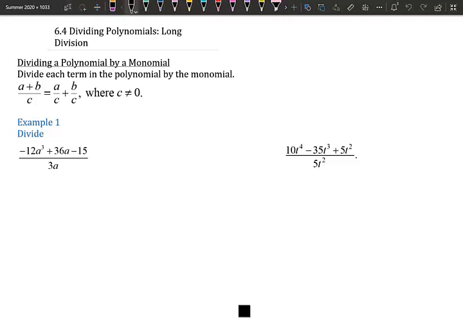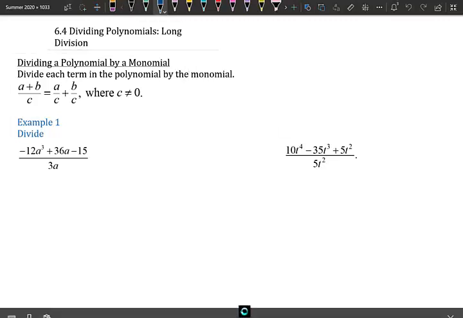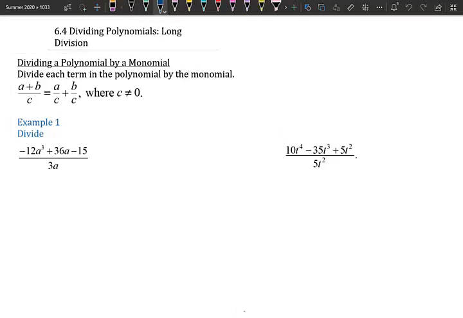Anyways, dividing a polynomial by a monomial. So divide each term in the polynomial by the monomial. So if we have a polynomial on top and a monomial on bottom, we just separate it, and c can never be 0. So in example 1, you see on top how we have a trinomial, and on the bottom we have a monomial. So we're just going to separate and put the bottom on each, because since it's under everything, we can separate it.